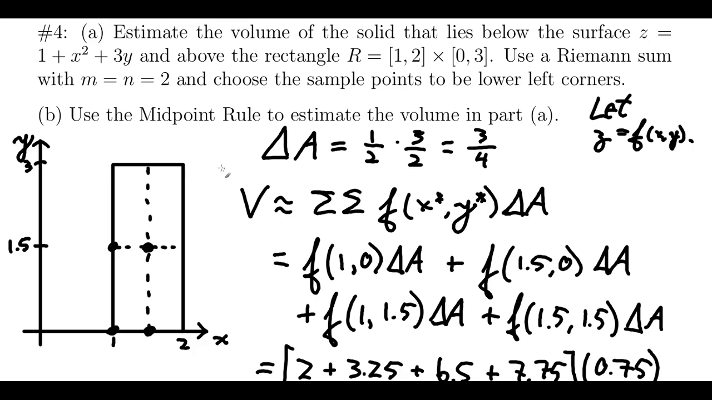Like I said at the beginning, this is a somewhat crude Riemann sum because we're only using 2 subintervals in each direction. We have this curved surface, and we only have 4 chunks we're considering, and we're approximating it by these lower left endpoints.